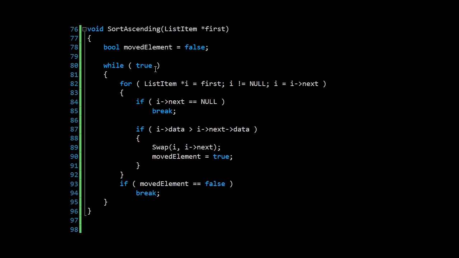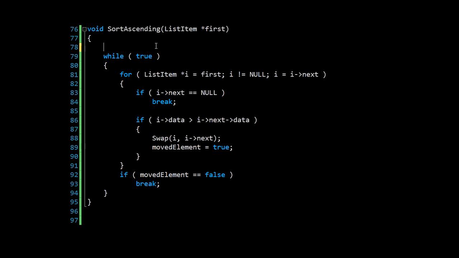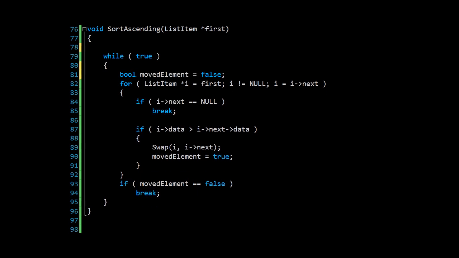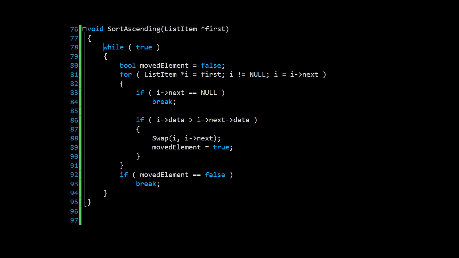The other thing missing is at the beginning of each loop, we want to make sure that moved element is false. Otherwise, once it's been set to true, it can never be set back. So actually, we can move our declaration within this loop since we're not going to depend on it.